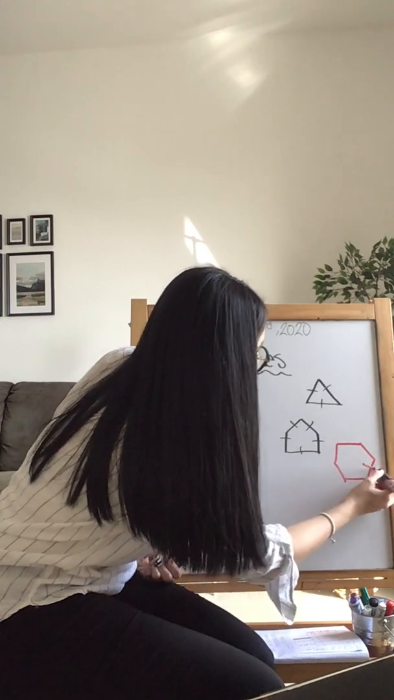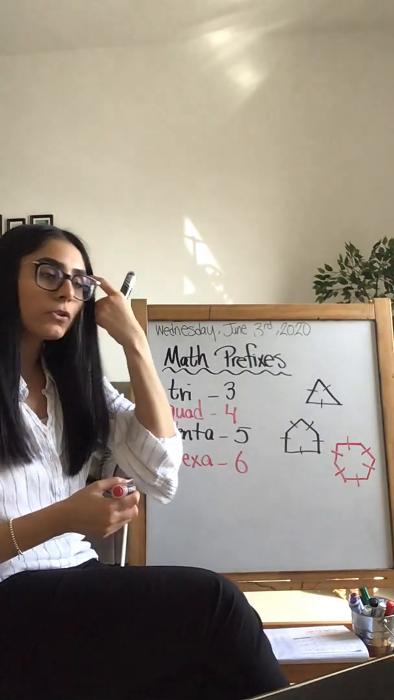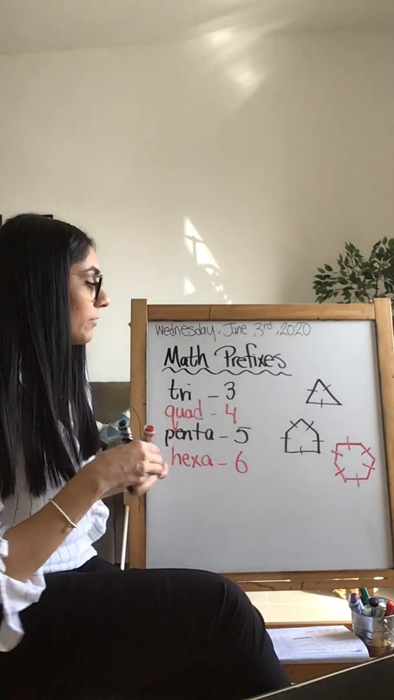A little bit better. 1, 2, 3, 4, 5, 6. That's why I said I'll post a picture of all of these so you can see clear pictures of each type of shape.